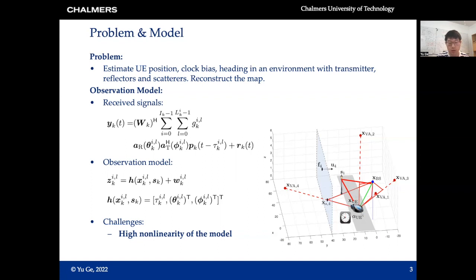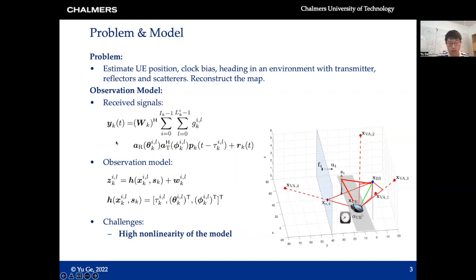But when the user moves, the point where the signal hits the wall also moves. So we parameterize the surface with a so-called virtual anchor, which is the reflection of the base station with respect to the surface. It is fixed. So when the user is moving, even though the incident point is moving, the virtual anchor is static.